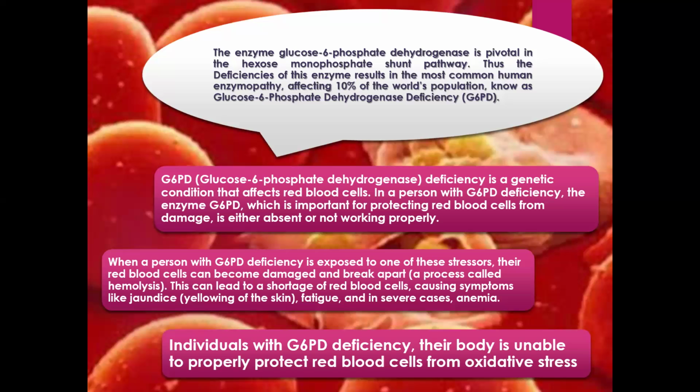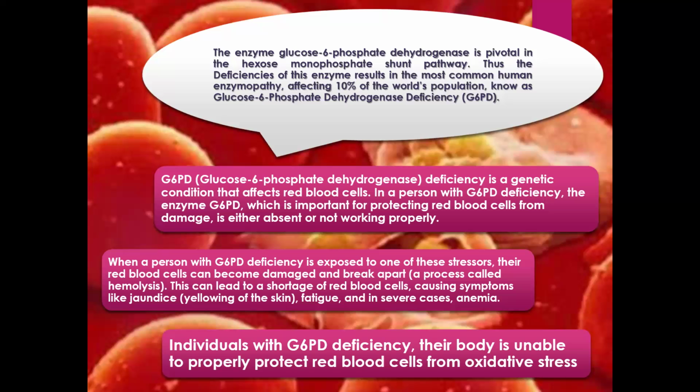So when it has this effect, the red blood cell will be exposed to unnecessary stress, which could lead to intermittent destruction of the red blood cell in the body, which presents with jaundice, anemia, and can be fatal at times.